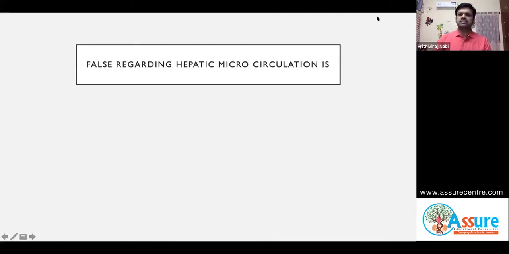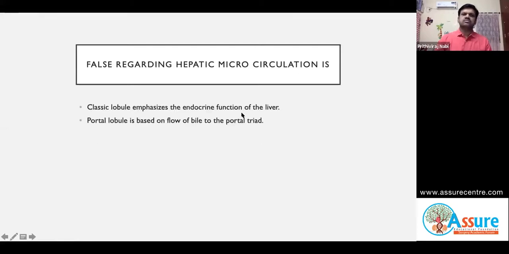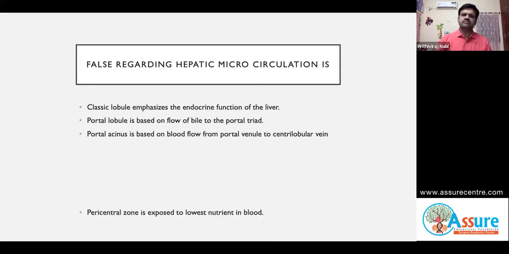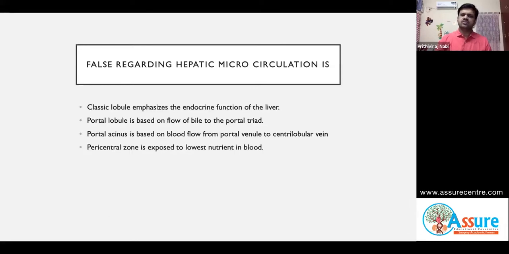False regarding hepatic microcirculation: the classic lobule emphasizes the endocrine function of the liver; the portal lobule is based on flow of bile to the portal triad; the portal acinus is based on blood flow from the portal venule to the central lobular vein; and the pericentral zone is exposed to the lowest nutrients in blood. So this is based on the hepatic microcirculation.